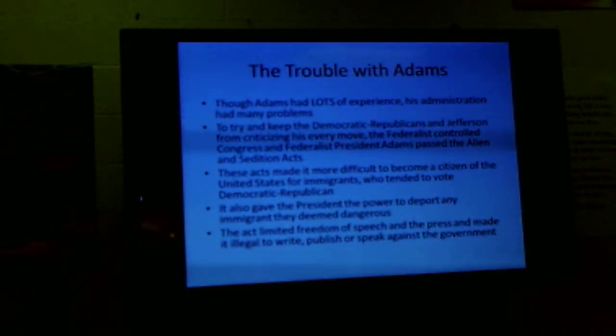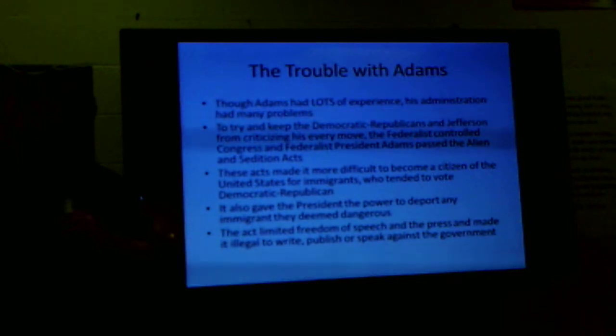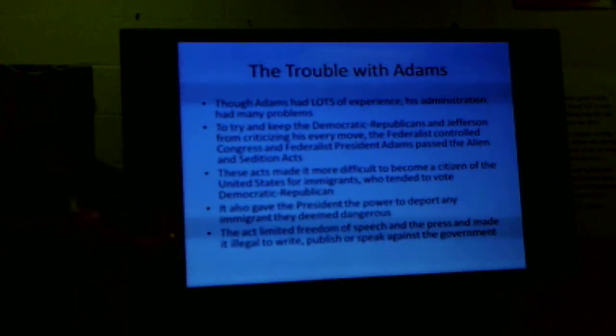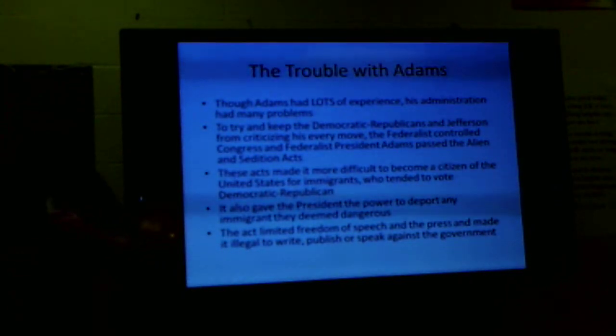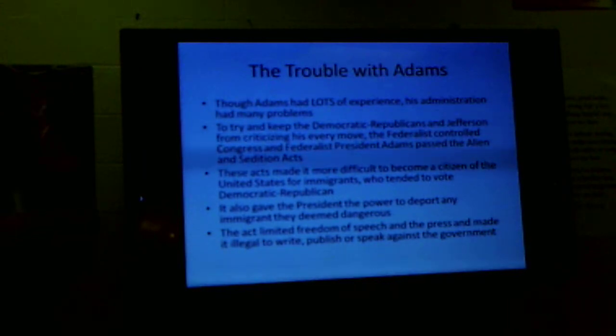and that's not American at all. The act limited freedom of speech, and this is probably the worst part of it, and the press, and made it illegal to write, publish, or speak anything against the government. If you had a newspaper and it said bad things about the president, he could send the army in to shut your newspaper down. If you personally said things against the government, he could lock you up.